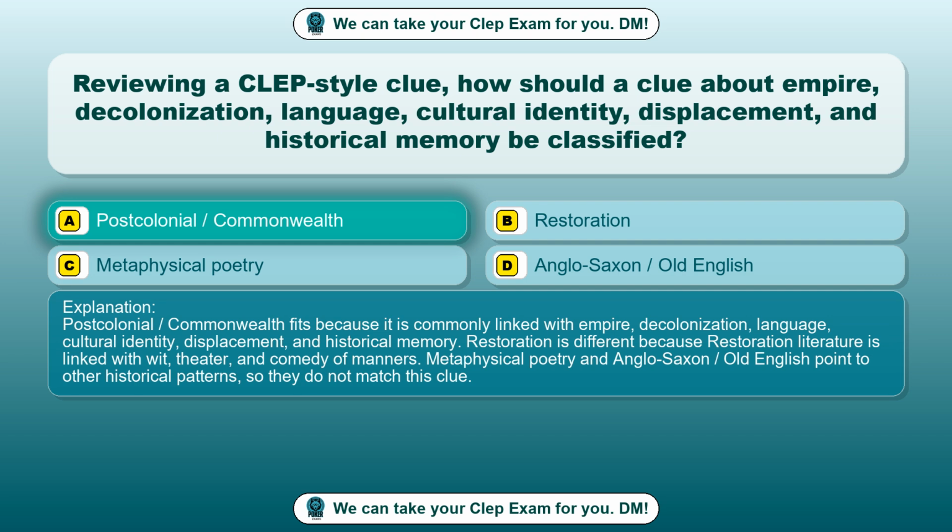Post-colonial/Commonwealth fits because it is commonly linked with empire, decolonization, language, cultural identity, displacement, and historical memory. Restoration is different because Restoration literature is linked with wit, theater, and comedy of manners. Metaphysical poetry and Anglo-Saxon/Old English point to other historical patterns, so they do not match this clue.